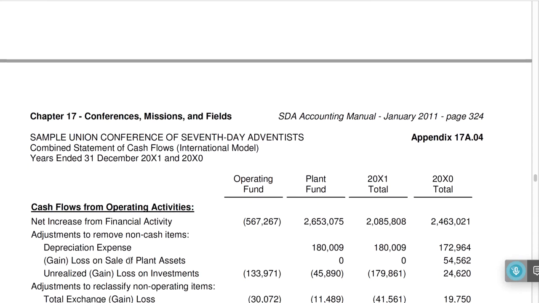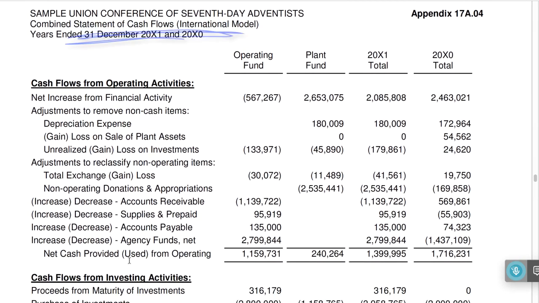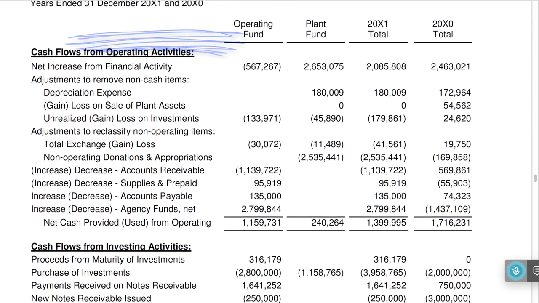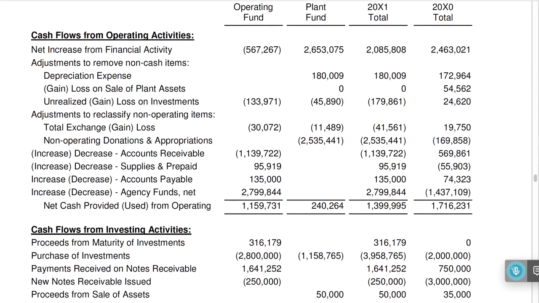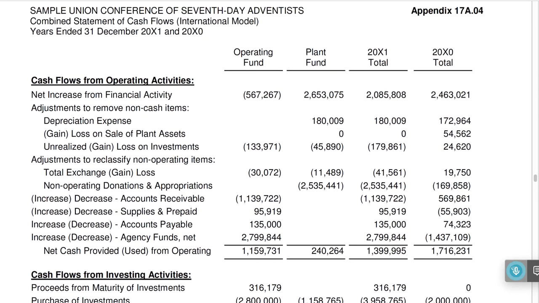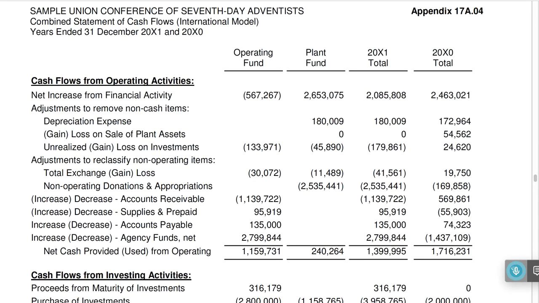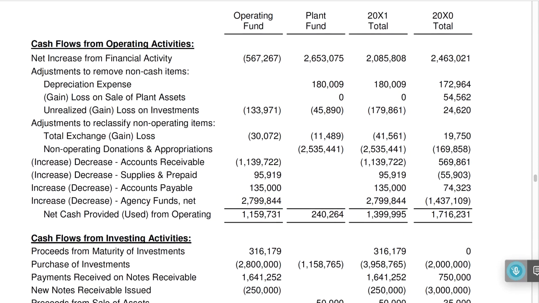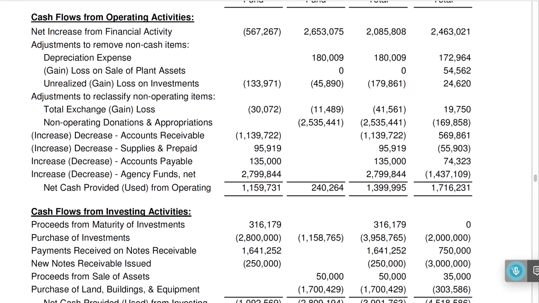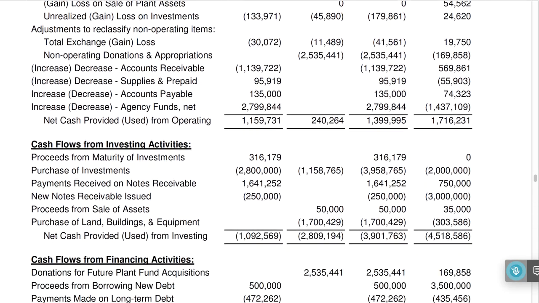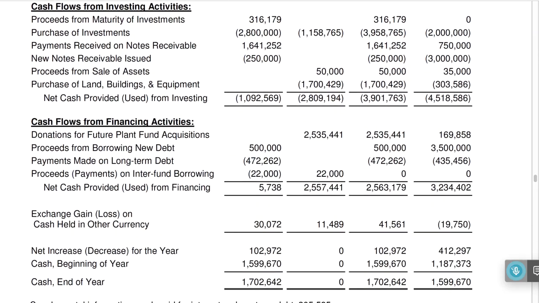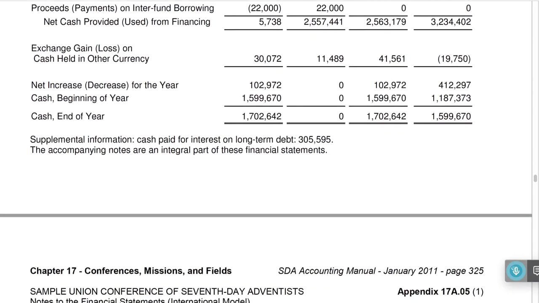Then a very important statement is the cash flow statement. We'll spend a lot of time with that. It's very interesting and growing in more importance. And I hope that you learn to love the cash flow statement, even though right now you probably just skip right over it. Here's the cash flow statement. It talks about your receipts and spending of cash, what's going on with that, what's happening to your cash.